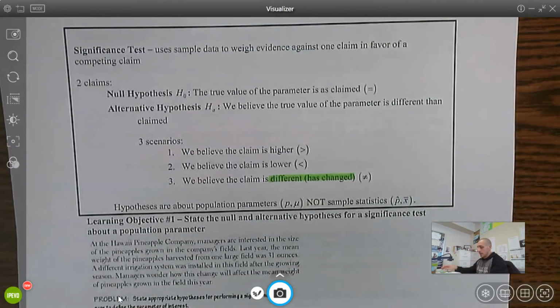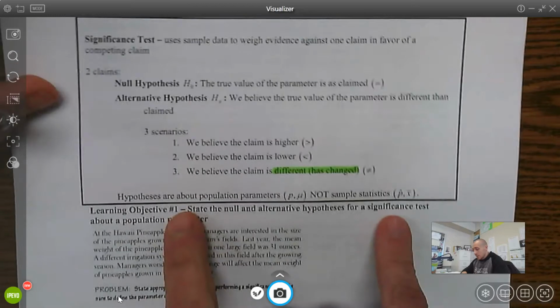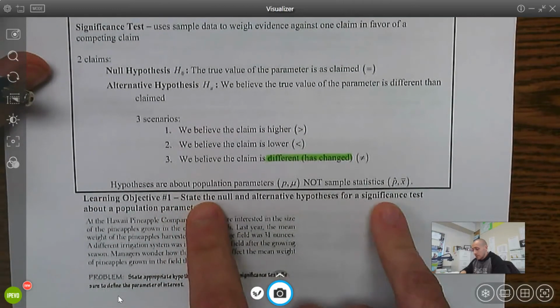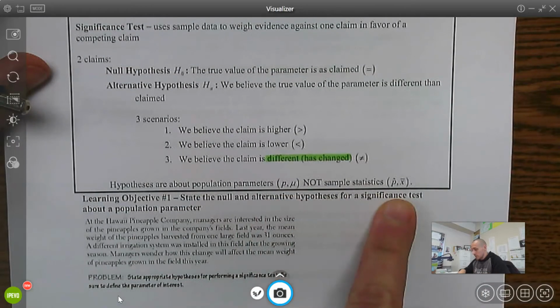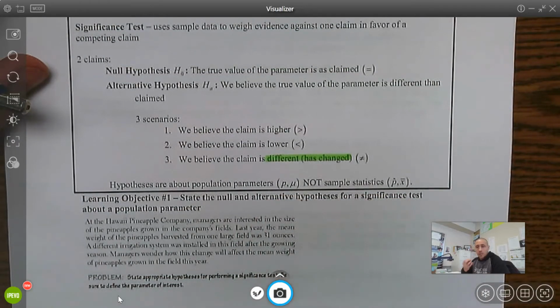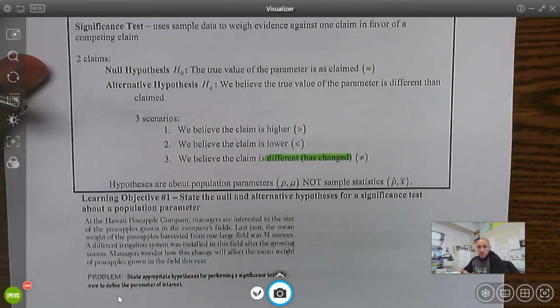And these are a couple key words to look for in the problem to tell you if it's a not equal to. They'll say, is the claim different? Has it changed? I said this before, it's worth stating again. The hypotheses, you're only ever using your parameters, you're never using statistics. These are claims about the population because we don't know the parameters.